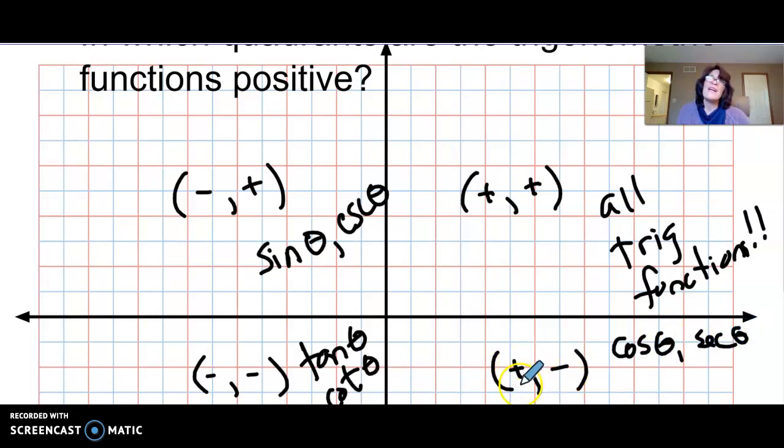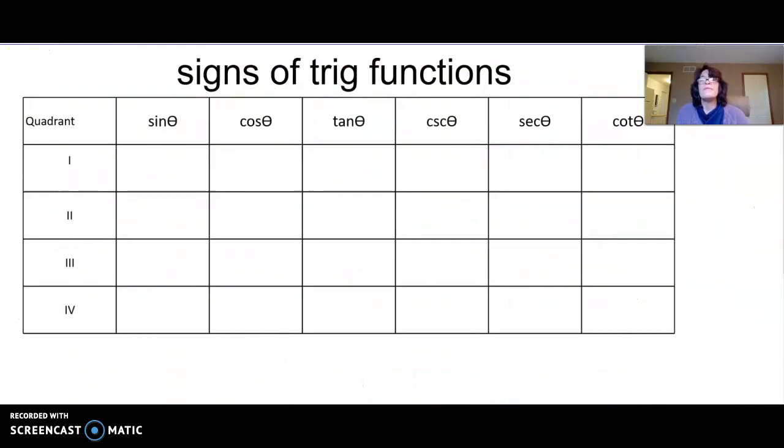Tangent uses x and y, and so does cotangent. Sine, of course, uses y. So there you go. All the trig functions are positive in the first quadrant. The only two that are positive in the second quadrant are sine and cosecant. The ones that are positive in the third quadrant are tangent and cotangent. And the ones that are positive in the fourth quadrant are cosine and secant. It helps a little bit to be aware of that, but you can always draw the angle out and remember it.